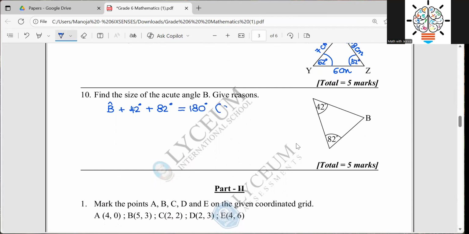What is the reason? Angles in a triangle, right? No need to write that angles in a triangle add up to 180. Why? Because you have already shown that. The add up to 180 part, you have already shown. Therefore, you don't need to show that.